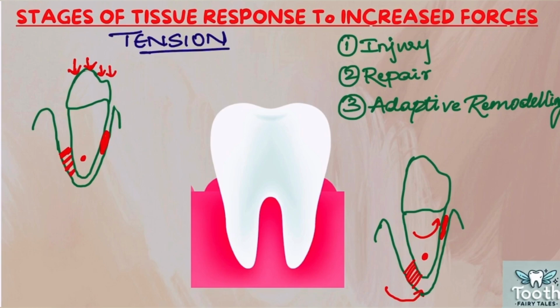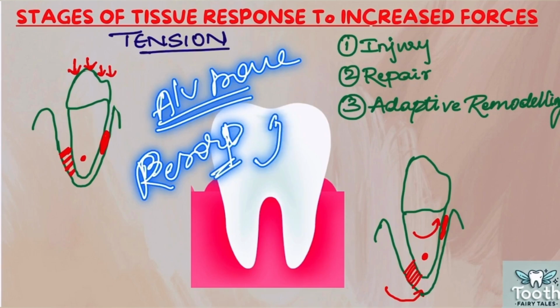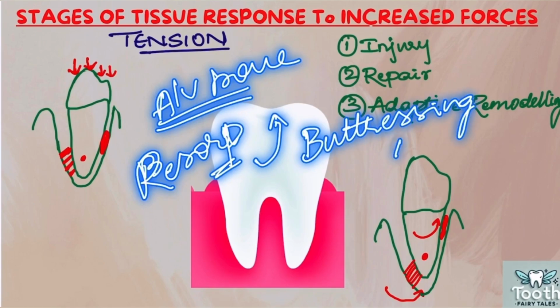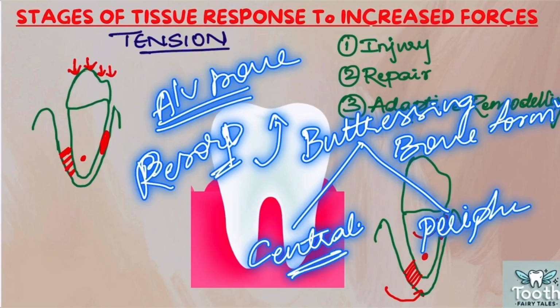When you take the alveolar bone, in the injury phase, alveolar bone resorption has happened. So in the repair phase, the body tries to compensate for the lost bone and forms the new bone, which is known as buttressing bone formation. So buttressing bone formation can be of two types, central and peripheral. Central buttressing is seen in the jaw, whereas peripheral buttressing is seen on the bone surface.